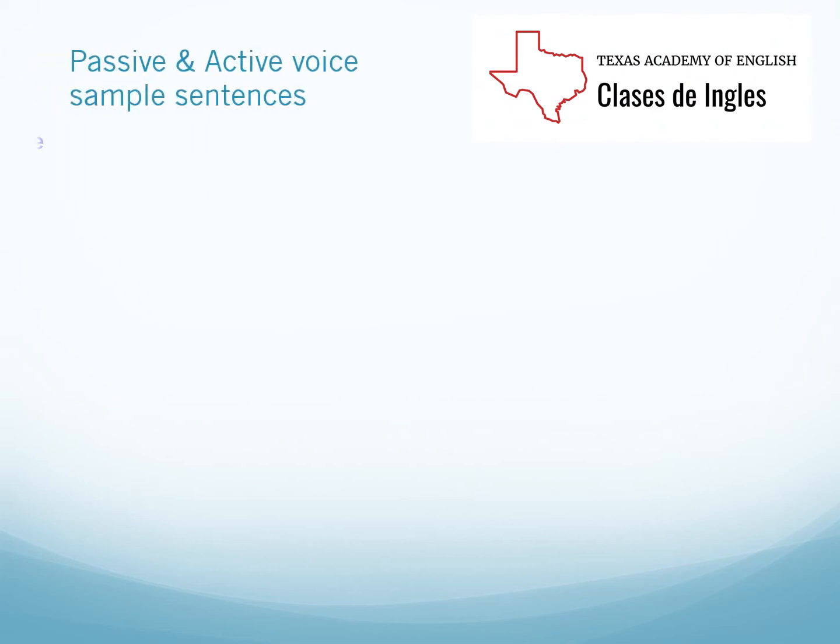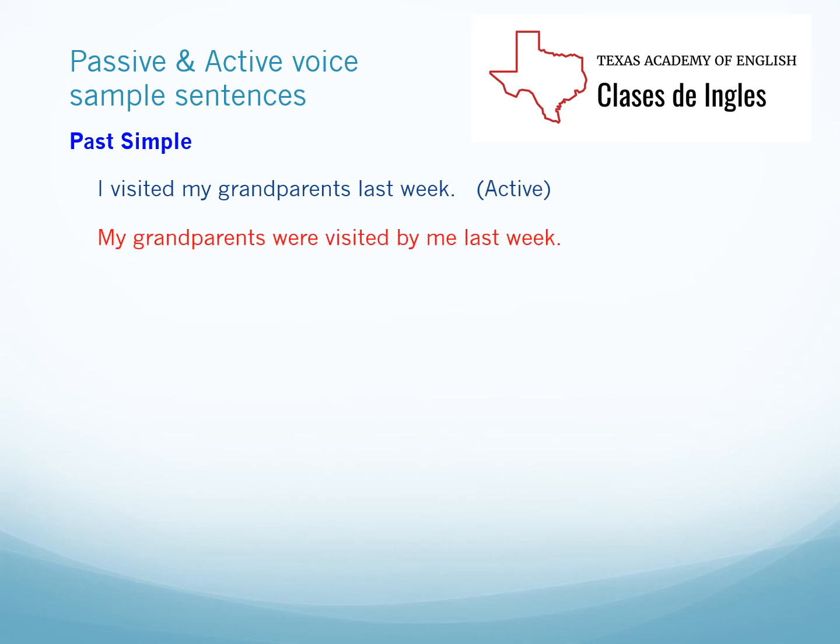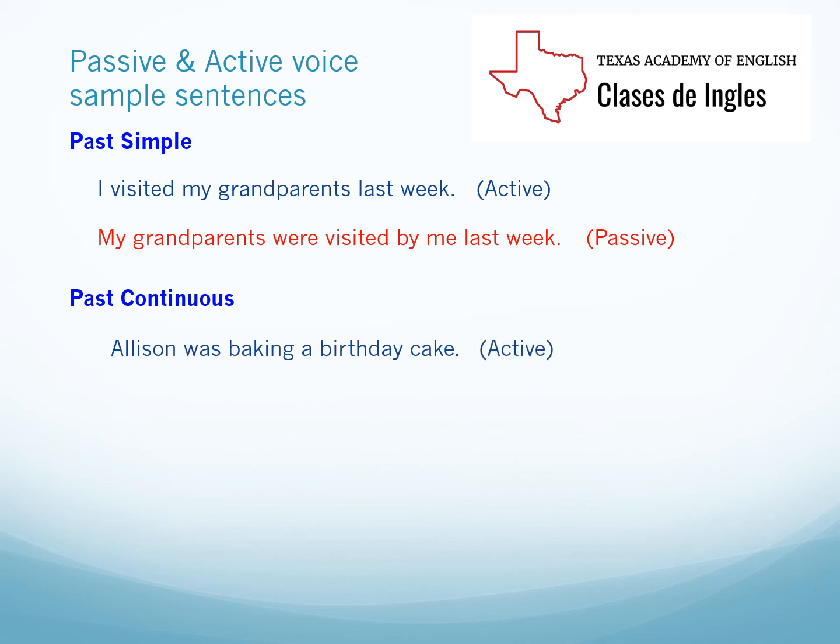In the past simple, we can say, I visited my grandparents last week. That's the active voice. The passive voice, my grandparents were visited by me last week. The past continuous, Allison was baking a birthday cake. That's the active voice. And the passive voice, the birthday cake was being baked by Allison.